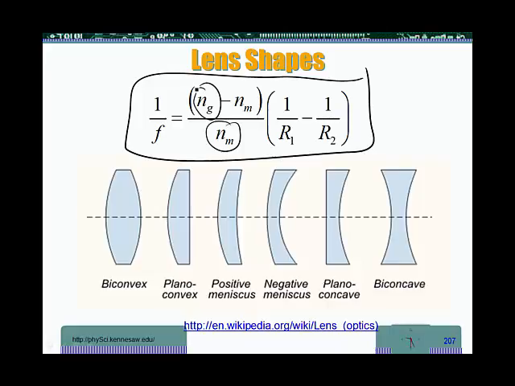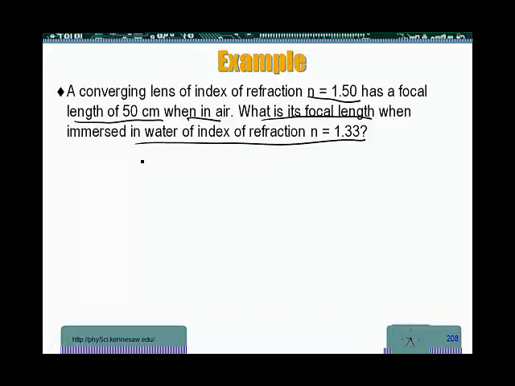Okay, so I'm going to rewrite that equation on our example page. So we have 1 over f is equal to ng minus n medium, over n medium, times 1 over r1 minus 1 over r2.